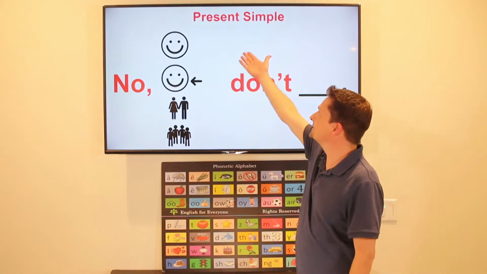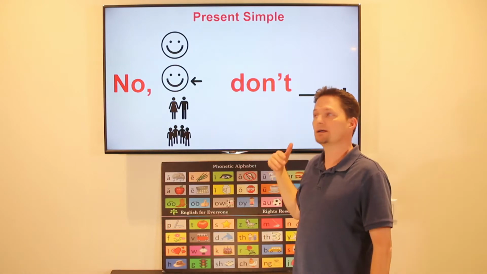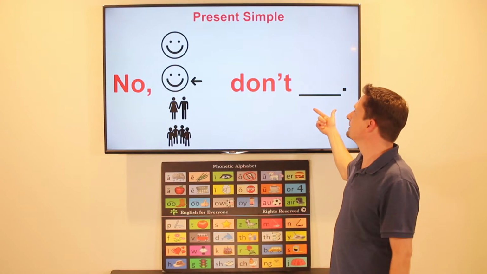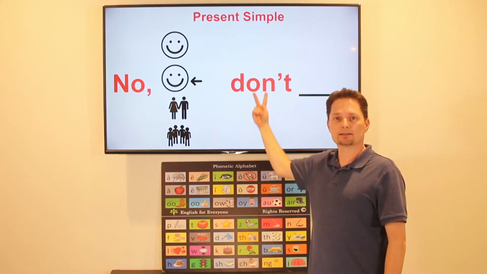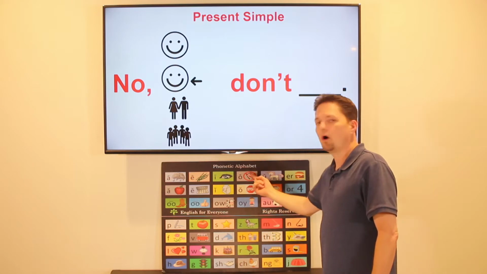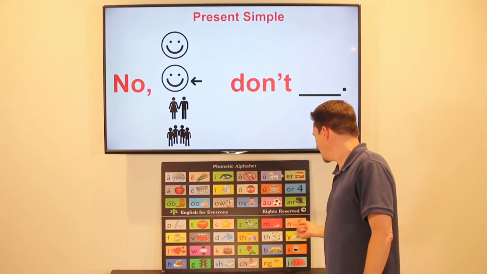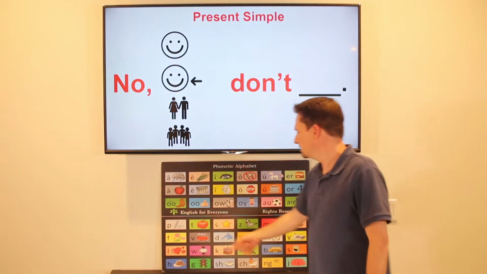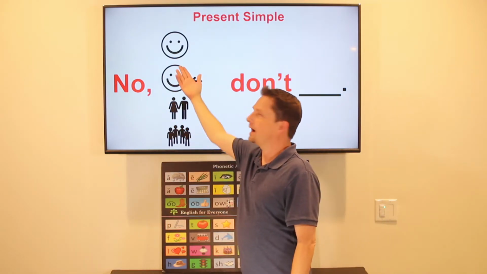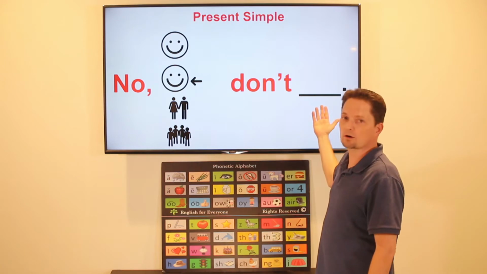To make a negative in present simple, using a routine action, example, work, negative, do not, together, don't. Pronunciation, d, o, do, don't. No, I don't work.